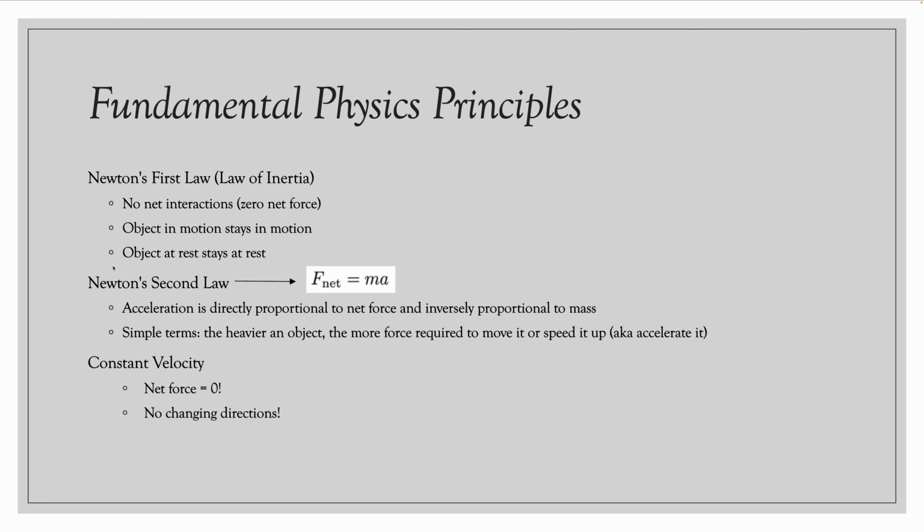So starting off with Newton's first law, we reference this throughout our lab, and what basically it states is that if there's no net force, then an object in motion will stay in motion, or an object at rest will stay at rest. And then that also relates into Newton's second law, which relates acceleration with force and mass. And it states that acceleration is directly proportional to net force and inversely proportional to mass. And in simple terms, this means that the heavier an object is, the more force required to move or speed it up. And then this idea of constant velocity is used throughout our whole entire lab, meaning if net force is zero, that means that there's no changing directions under constant velocity.